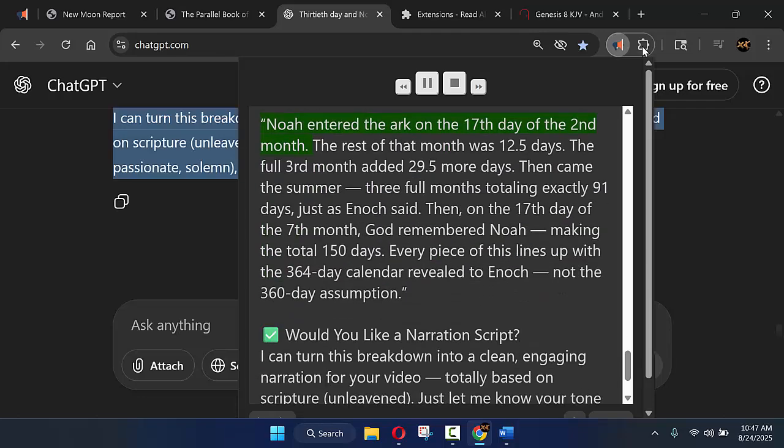Noah entered the ark on the 17th day of the 2nd month. The rest of that month was 12.5 days. The full 3rd month added 29.5 more days. Then came the summer, 3 full months totaling exactly 91 days, just as Enoch said. Then, on the 17th day of the 7th month, God remembered Noah, making the total 150 days. Every piece of this lines up with the 364-day calendar revealed to Enoch, not the 360-day assumption.